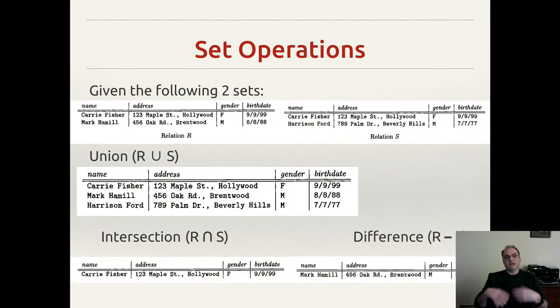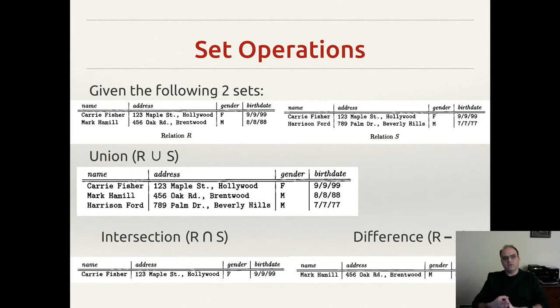So let's see some examples here. These relations are taken right from the book. It's our good old movie star relation. We have Carrie Fisher and Mark Hamill in one, and in the other one we have Carrie Fisher and Harrison Ford. So R and S. Note that Carrie Fisher is in both, so that's obviously going to show up in our intersection. You can see down there it does. If we look at the union, which is the combination of these two things, the whole enchilada, we have Carrie Fisher once, not twice, Mark Hamill and Harrison Ford. Our intersection is just Carrie Fisher because she's the only one in both.